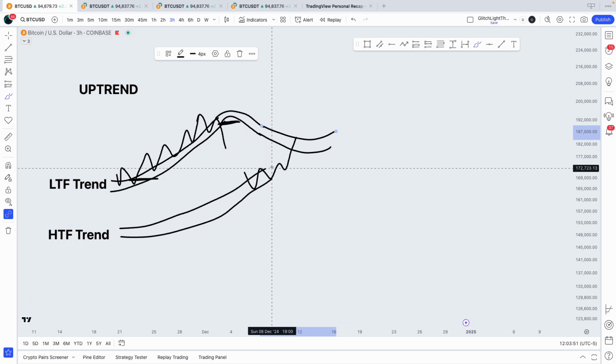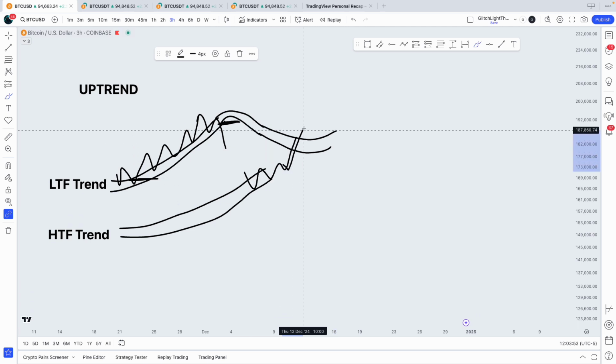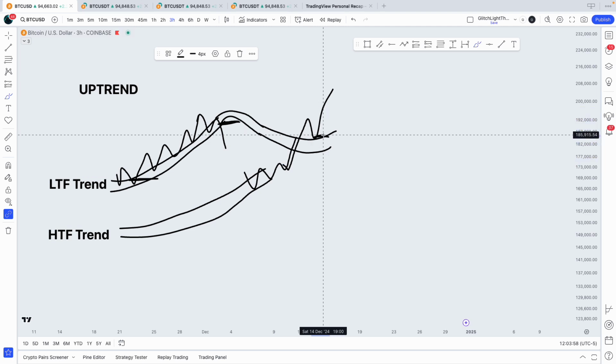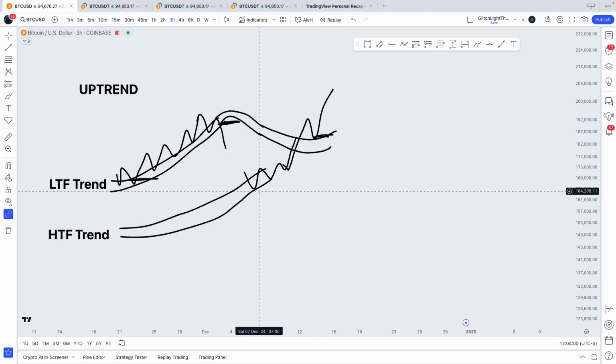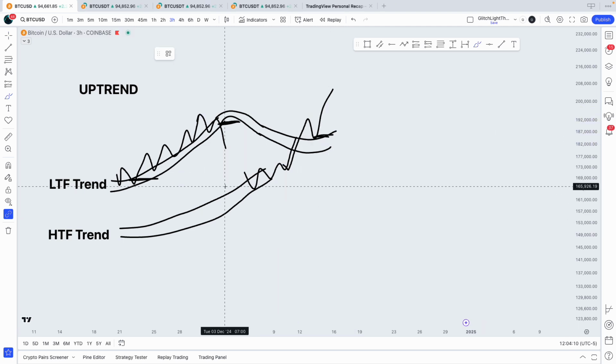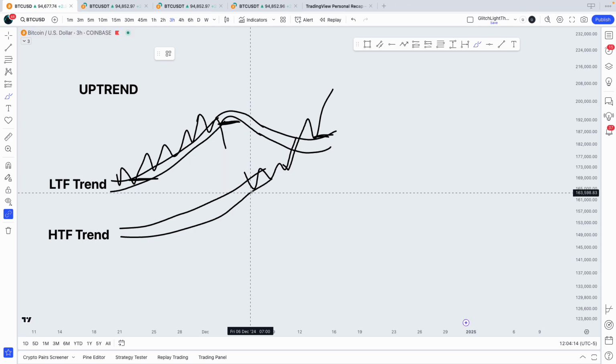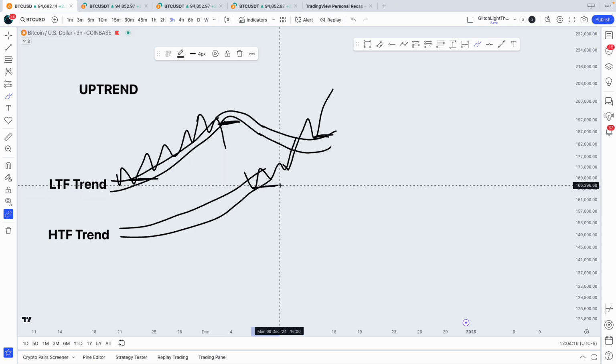So you get a test of the high time frame trend followed by a reclaim of that low time frame trend. You could bid a reclaim retest of that low time frame trend. So you have multiple options here. Ideally, in a bull market, if you get the opportunity to bid a test of the high time frame trend, that often ends up being some very good entries in a bull market.